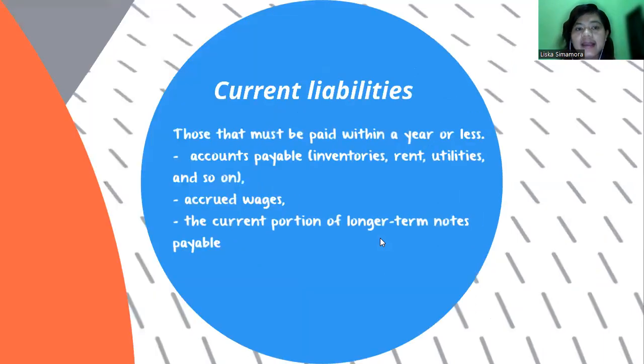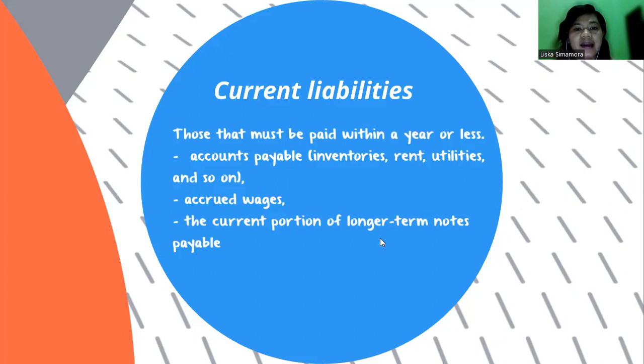Okay, so liabilities are also divided into categories. First, current liabilities, those that must be paid within a year or less. Okay, current liabilities. The time limitation is the same as the time limitation in current assets, that is within 1 year. In current liabilities, they say or less. The sooner you pay your liabilities, the better your company will be.